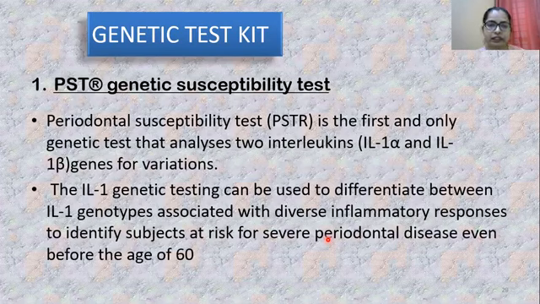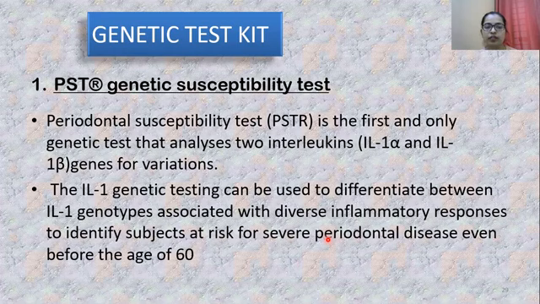Moving on to genetic test kits. Till now, we have only one genetic test kit available for determining periodontal disease progression, that is the periodontal susceptibility test. It mainly works on the detection of interleukin 1 alpha and interleukin 1 beta genes.